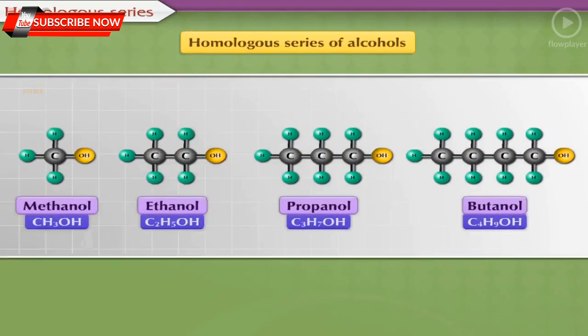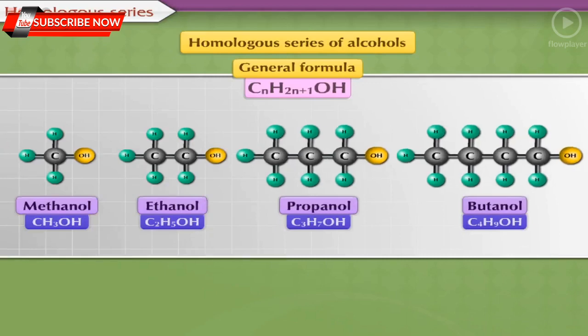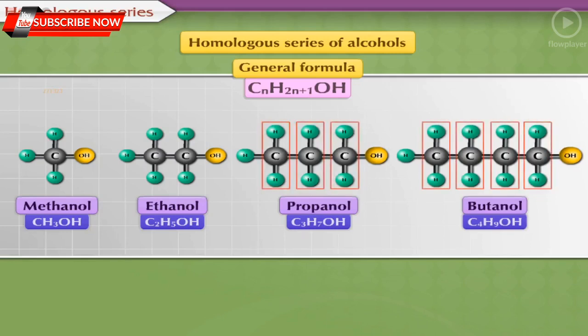From this, we understand that the general formula of alcohols is CnH2n+1OH. On observing the formula of the third and fourth member of the homologous series of alcohols, we find that the fourth member contains one extra methylene unit than the third.